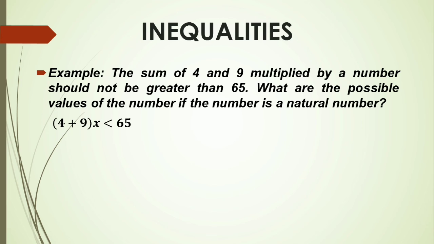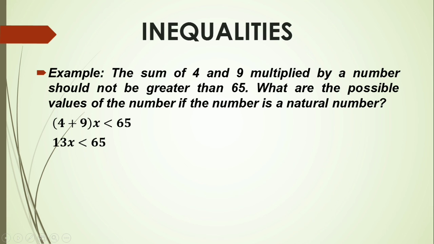We write the sum of 4 and 9 as the quantity 4 plus 9, and then it will be multiplied by the number, which is x, or any letter of the alphabet of your choice. It is stated there that the result should not be greater than 65. What is meant by this is that it is less than 65, so we will write less than 65 in the inequality. 4 plus 9 is 13, and 13 times x is 13x. What we have now is 13x less than 65.